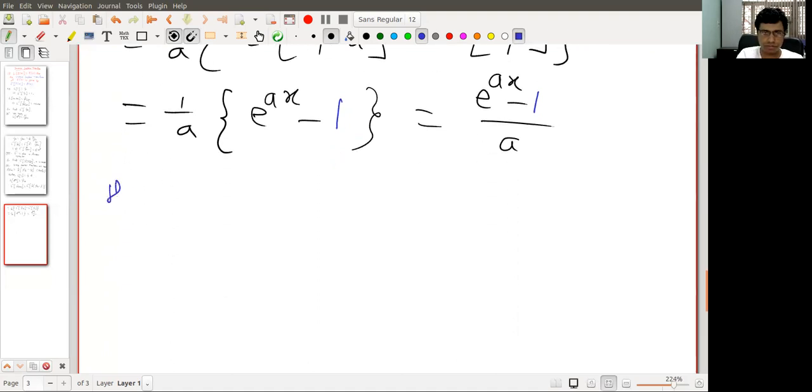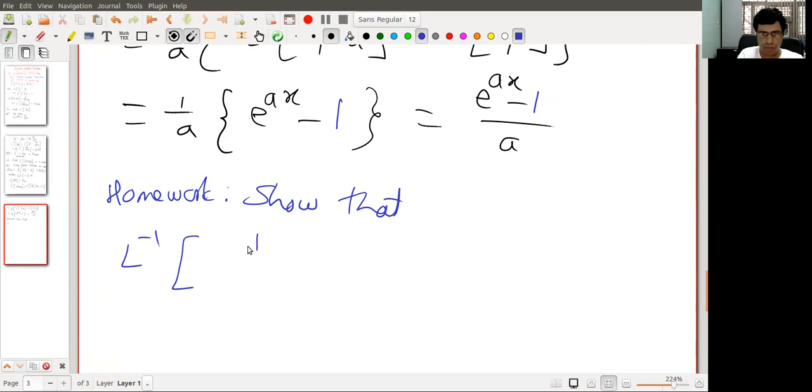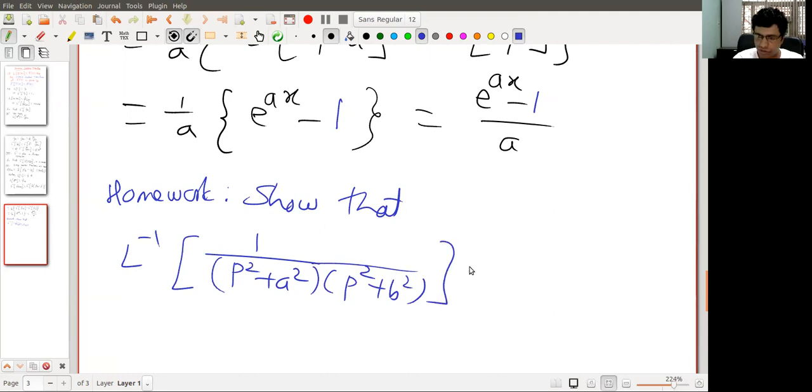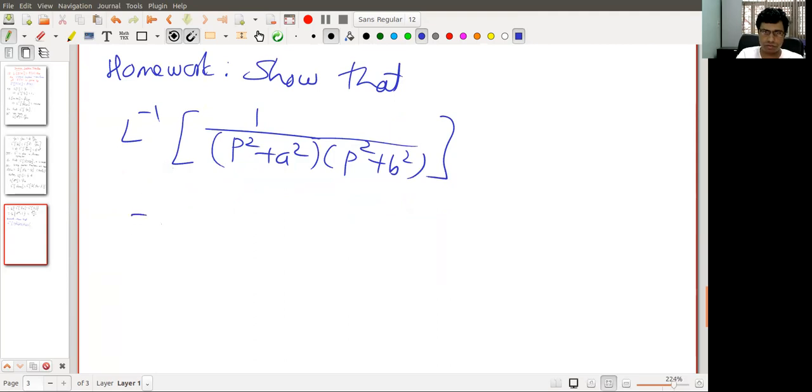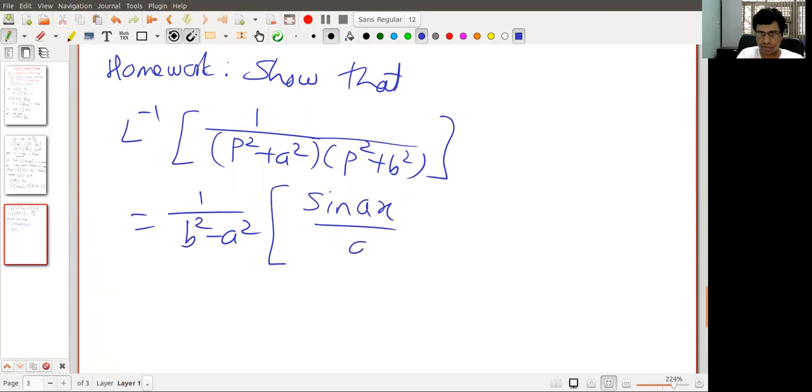Homework: show that L inverse of 1 upon p square plus a square into p square plus b square is equal to 1 upon b square minus a square into sine ax divided by a minus sine bx divided by b.